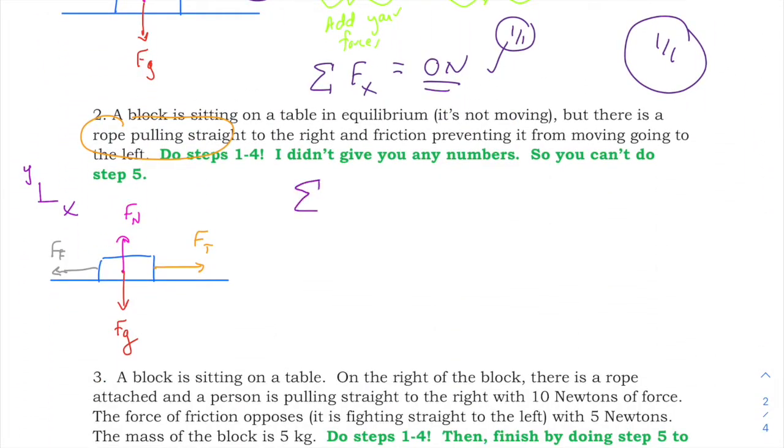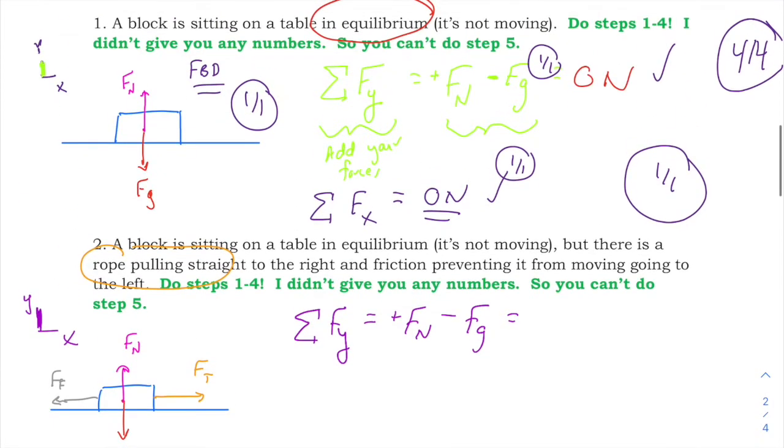So sum our forces in the y equals, and in the y direction, see the y is going up and down. We say any force that's up or down, so we say positive Fn minus the force of gravity. And we say it's in equilibrium, it's not moving, so we're going to set that equal to 0 newtons.